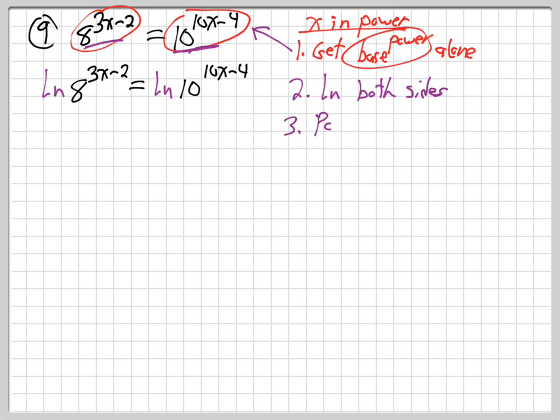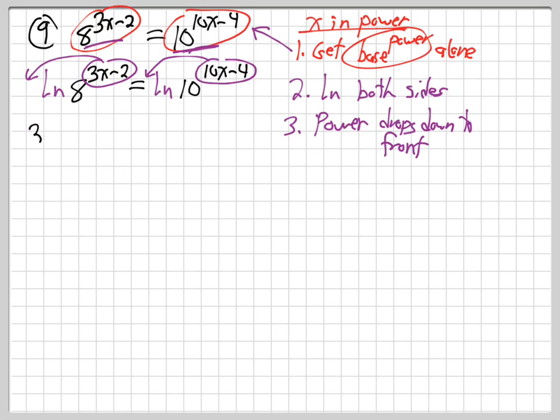Step 3, the power drops down to the front. So this power is going to drop down to the front, and this power is going to drop down to the front, because there's 2 of them now. And so what do we got? 3x minus 2 times ln 8. You got to put parentheses around the power when it drops down to the front, like we've done in the last few problems. That way the whole thing is multiplied, because the whole thing was the power, now the whole thing is the multiplier. Then the ln 8, boom, boom.